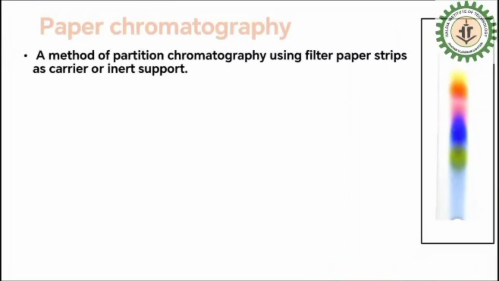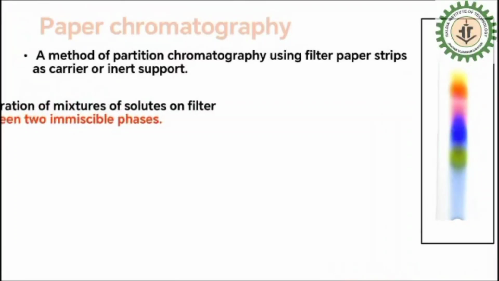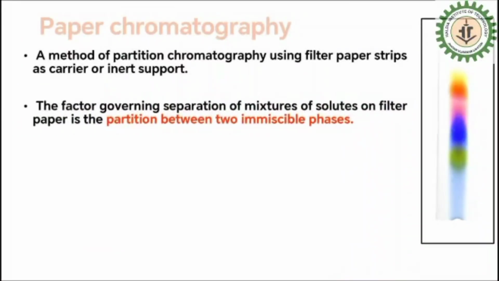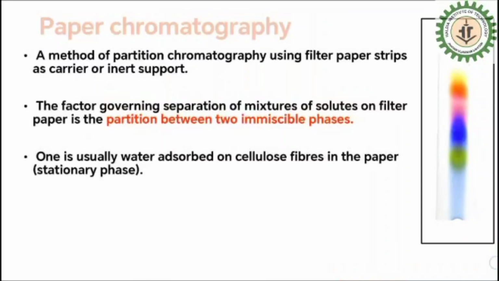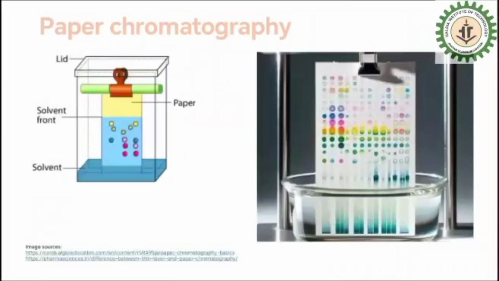Now is paper chromatography. Here, the partition chromatography uses thin filter strips as carrier or inert support. The factor governing the separation of mixtures of solutes on filter paper is the partition between these two immiscible phases. Of those two immiscible phases, one is usually water adsorbed on cellulose fibers, which is present in the paper strip, and that acts as the stationary phase. The mobile phase, that is the second immiscible phase, is the organic solvent which flows past the sample on the paper and generates the solvent front.